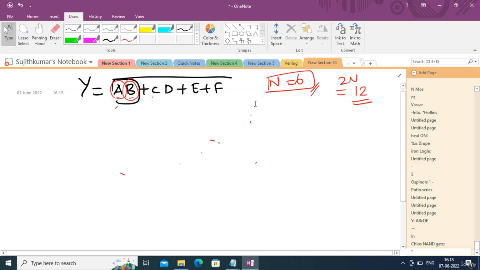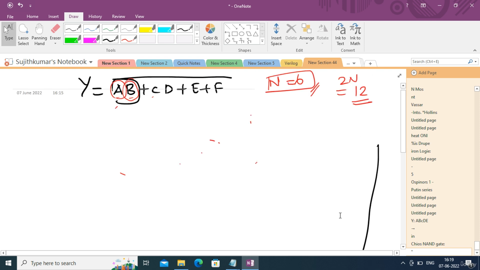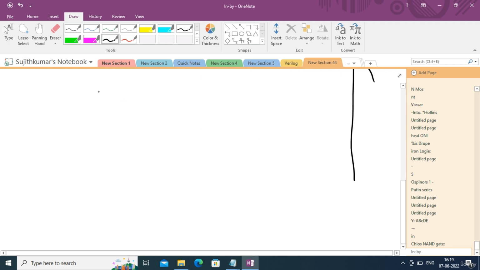Okay, so AB plus CD plus E plus F, right? Let me draw a line like this so that I'll get some space. Okay, so AB plus CD plus E plus F. So AB are in AND operation. Okay, they are implementing AND operation. So let me draw AB first. When you make 2 NMOS transistors in series, that will become A and B. That's it, right? So this will become A and B.